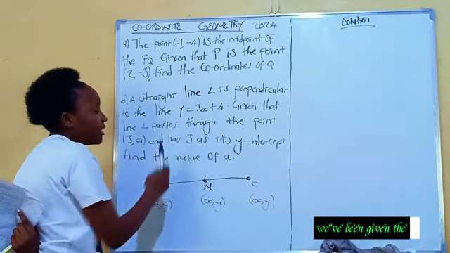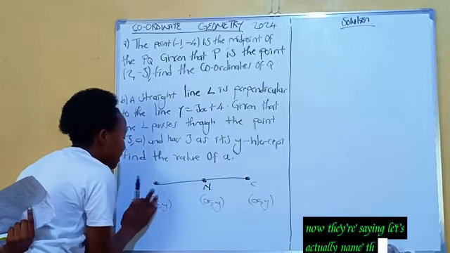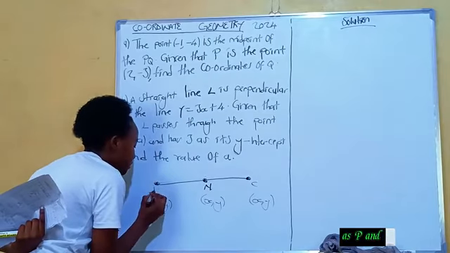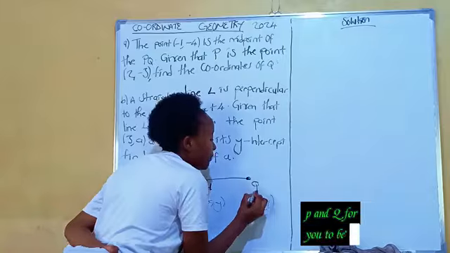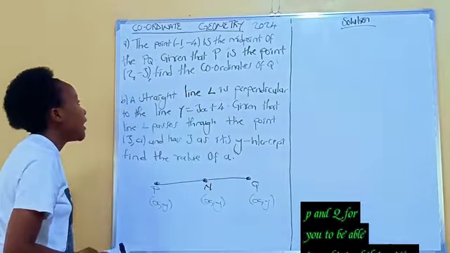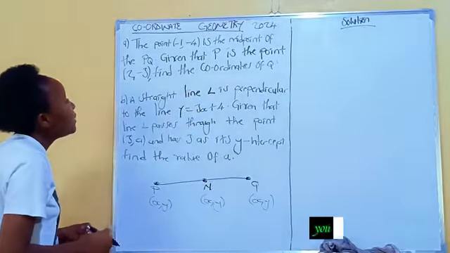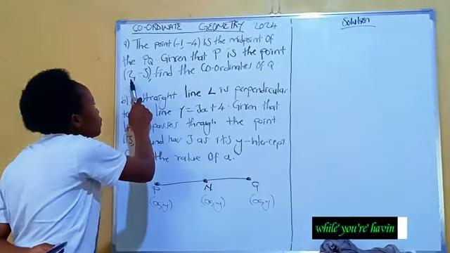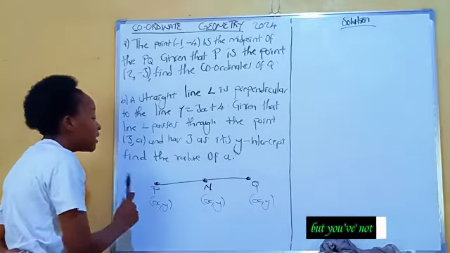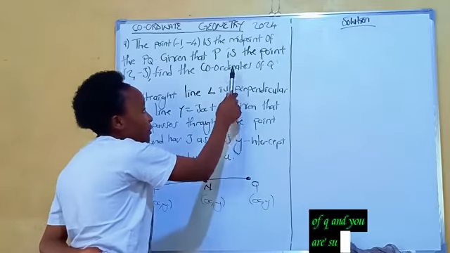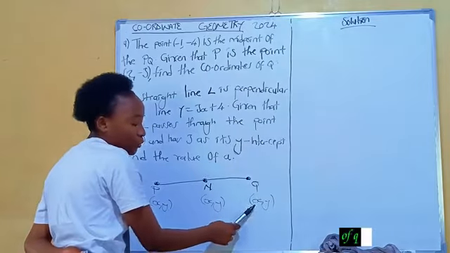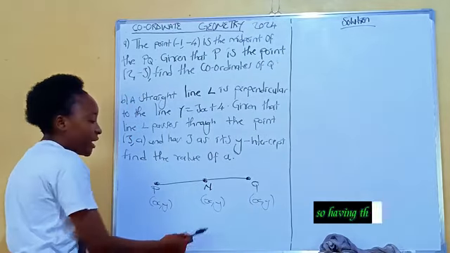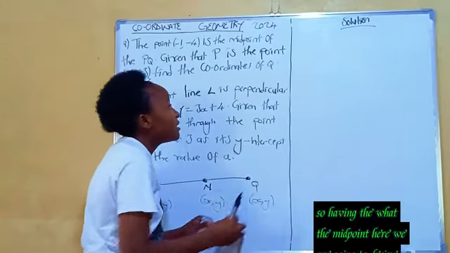Luckily, you've been given the midpoint. Now let's name these as P and Q for you to be able to understand the question properly. You've been given the points of P, where you're having 2 and negative 3. But you've not been given the points of Q, and you are supposed to find the coordinates of Q. So having the midpoint, here we're going to derive the formula.